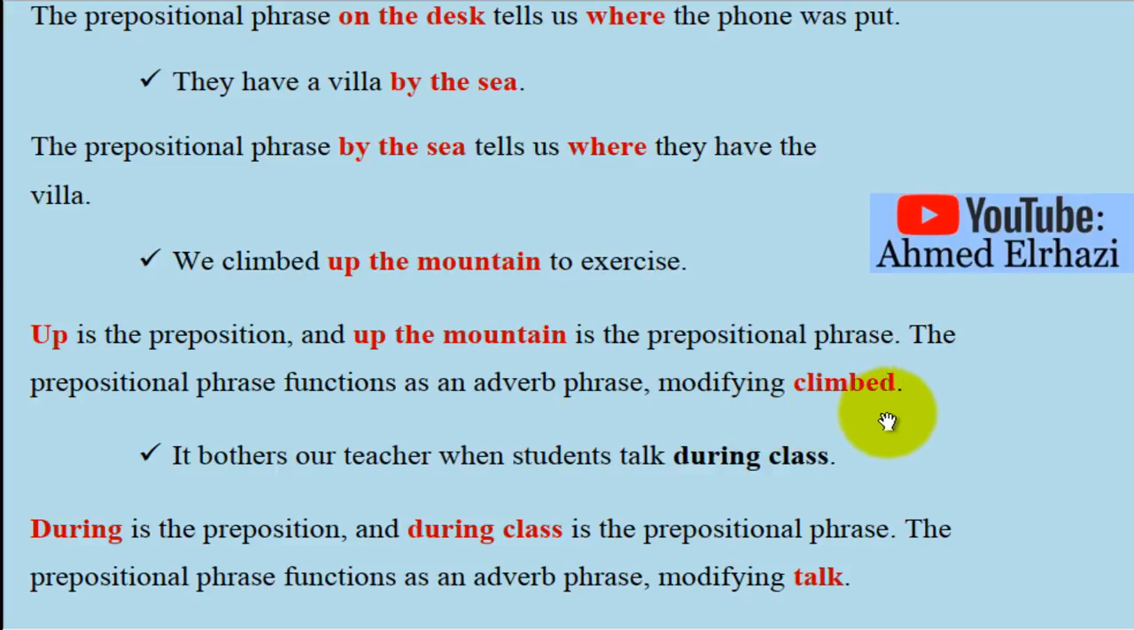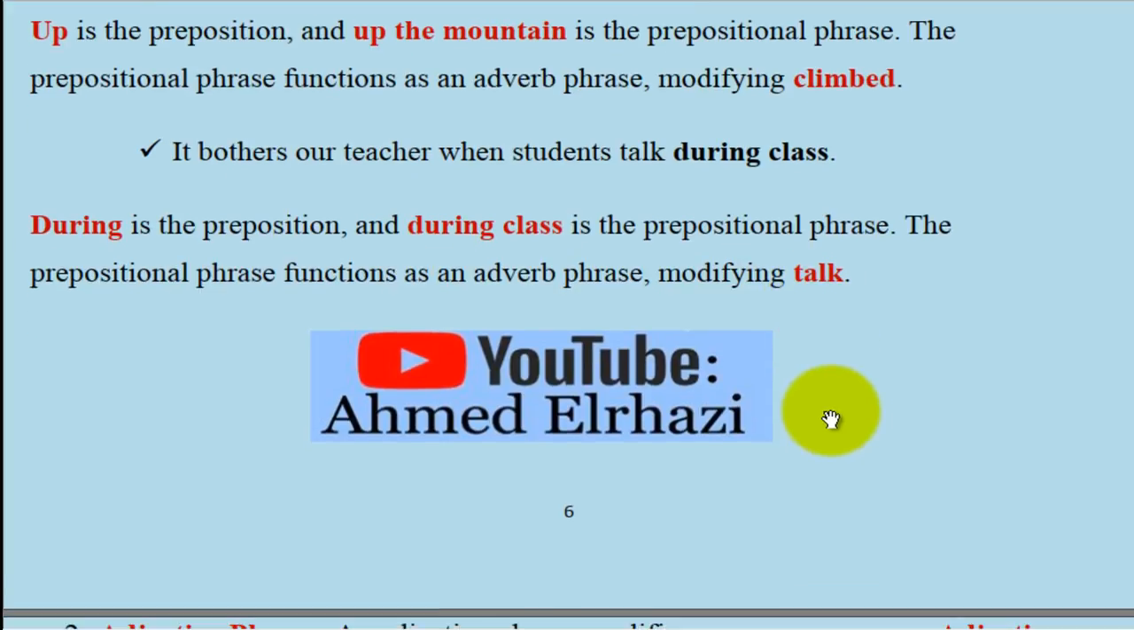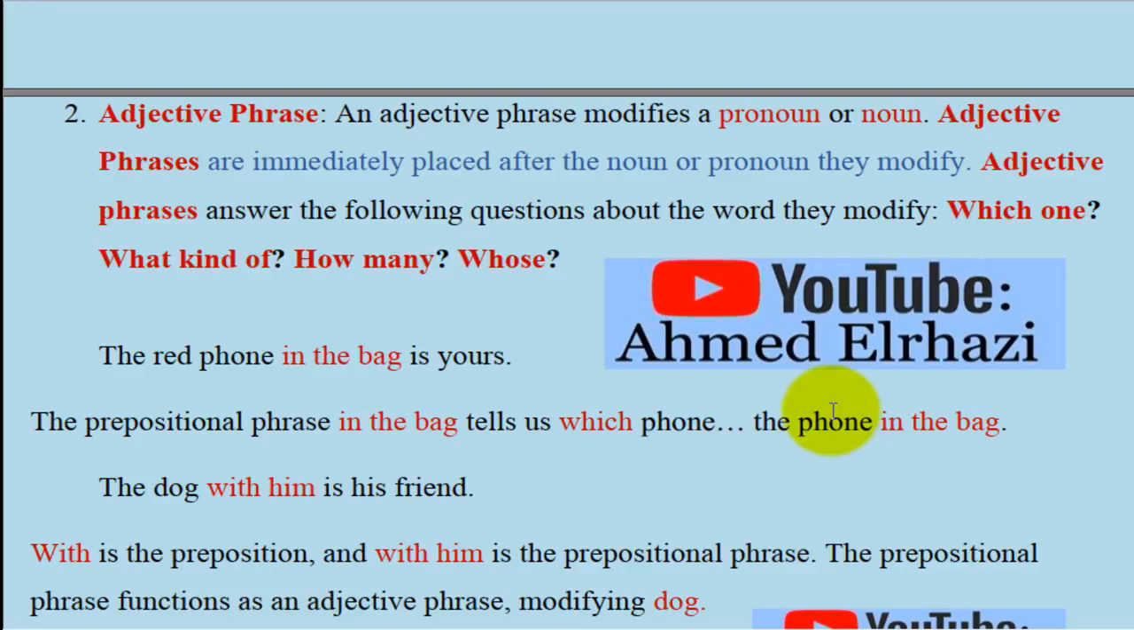Sometimes it modifies verbs. It bothers our teacher when students talk during class. During is the preposition and during class is the prepositional phrase. The prepositional phrase functions as an adverb phrase. Why? Because it modifies the verb talk: talk during class. I hope this clarified things a bit, what these phrases mean and what they are all about.